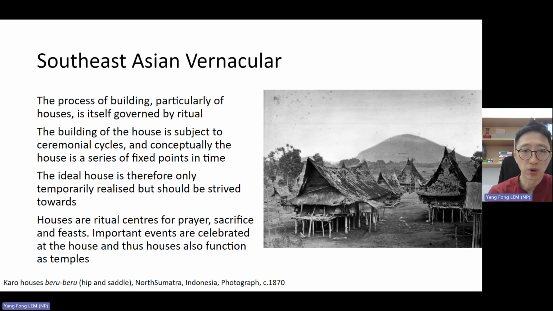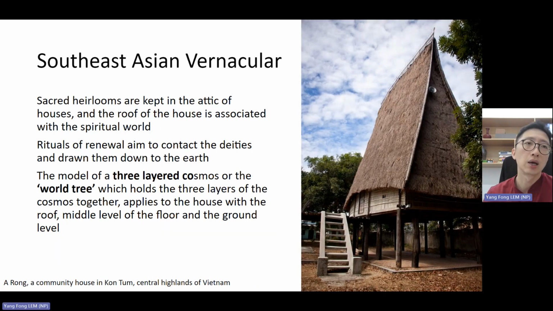And houses are ritual centers for prayers, sacrifice, and feast. Important events are celebrated at the house, and thus the houses also function as temples. Quite interestingly, the house functioning as a temple, that's why you find in a lot of Southeast Asian houses there are altars for worship of the ancestors, worship of deities, so on and so forth. All right, so the sacred heirlooms are kept in the attic of the houses, and the roof of the house is associated with the spiritual world. The rituals of renewal aim to contact the deities and draw them down to the earth.